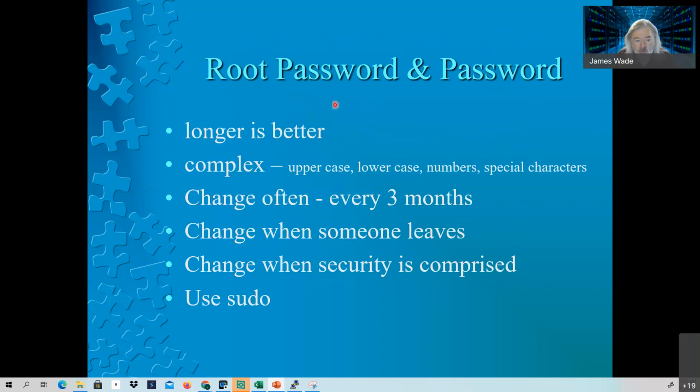Passwords. Root password and any password, the longer the better. When we log into a system, we want to look at the complexity. Now, back in my day, some of the Unix versions didn't have complexity. People could use whatever they wanted. I actually wrote a script. It wasn't so much the script as it was a script that used a program called Crypt that would try to decrypt the password.